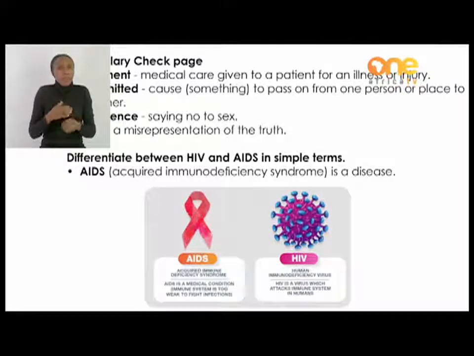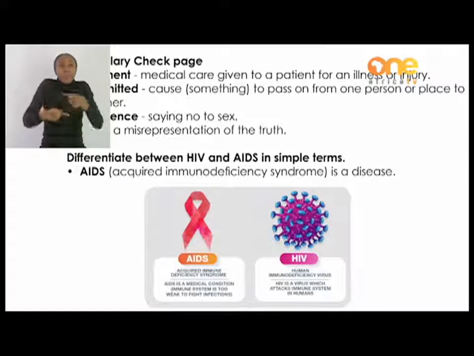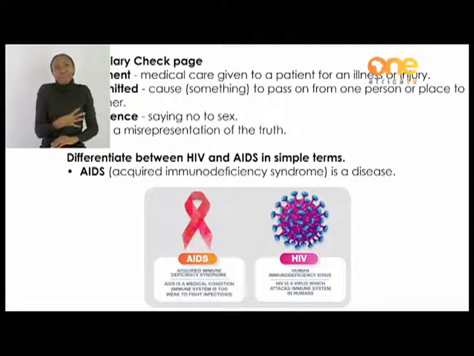AIDS stands for Acquired Immunodeficiency Syndrome, which is a disease that is caused by HIV. The moment HIV destroys our white blood cells and weakens our immune system, it's unable to fight infections anymore, and that's when our body is attacked by many infections and diseases, and that is what we call AIDS. Let's quickly move on to page 21.